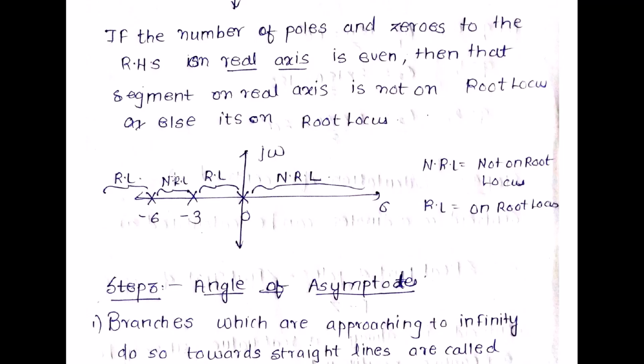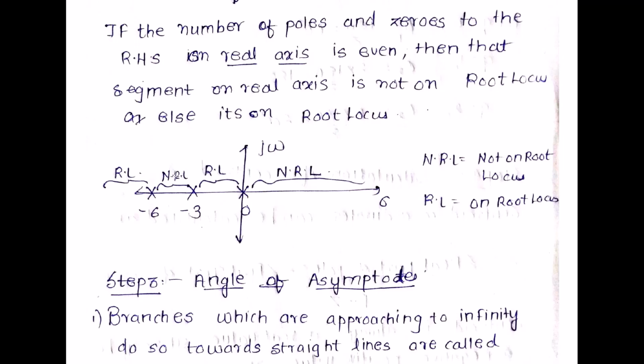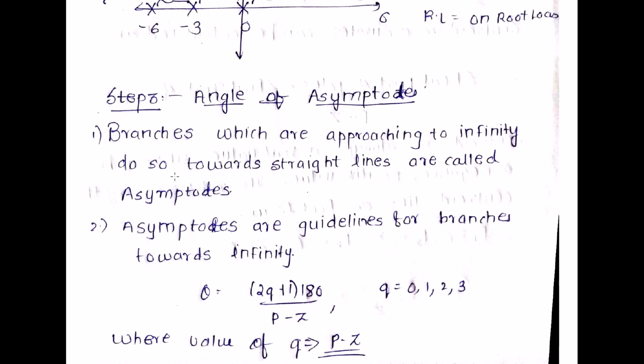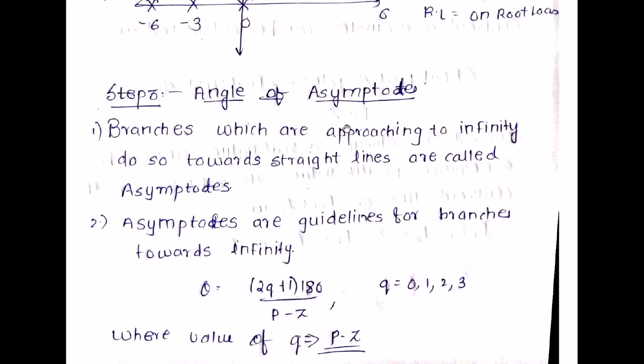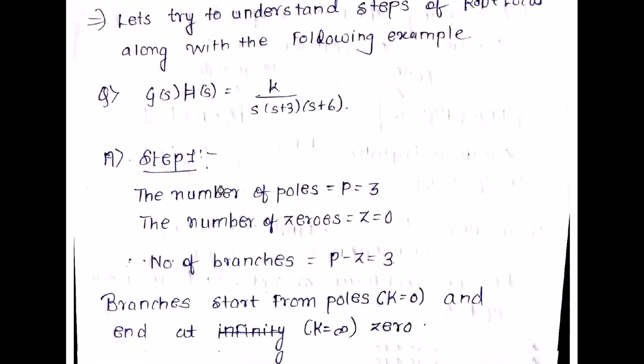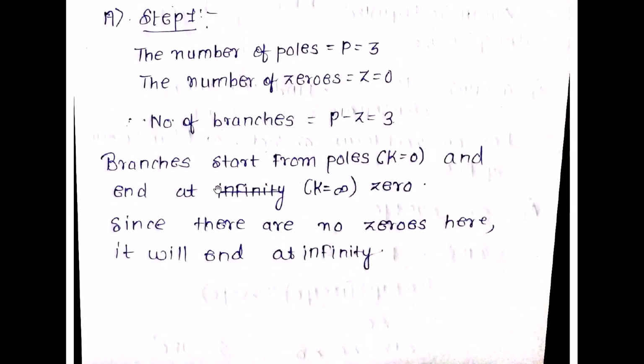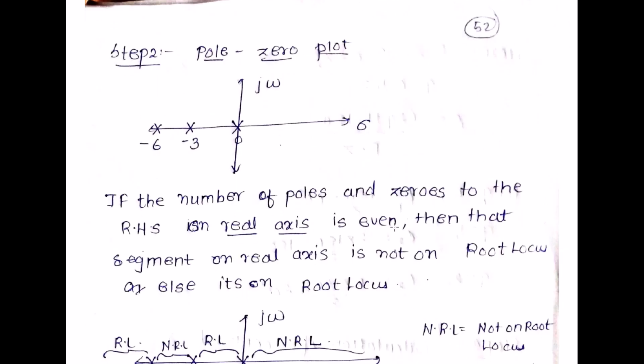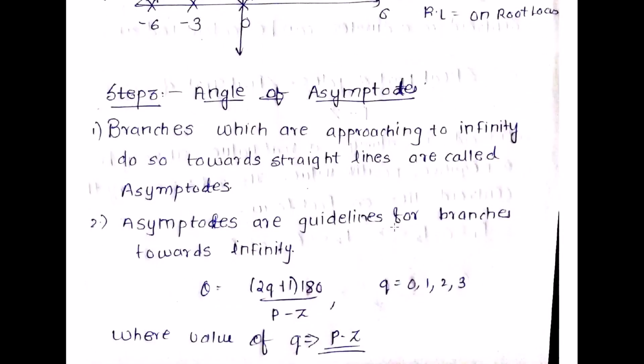So I hope I am very clear with this. The third point is to find out the angle of asymptotes. Branches which are approaching towards infinity, along a straight line, are called asymptotes. As I had told you, since I don't have any zero, my branches cannot terminate at a zero, right? They will terminate at infinity. In that case, I require asymptotes. So for asymptotes, you need to find out the angle theta.